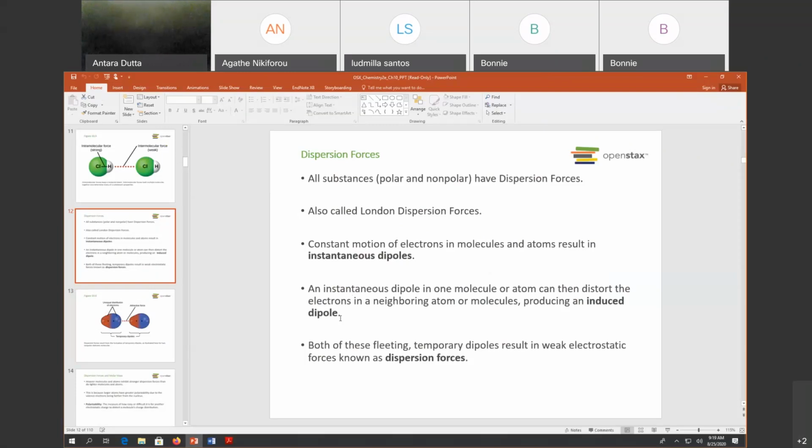Dipole means when one side becomes positively charged, another side becomes negative. Then it is called dipole. Okay, and the molecule is polar. And those kinds of forces are called dispersion forces. Any question?